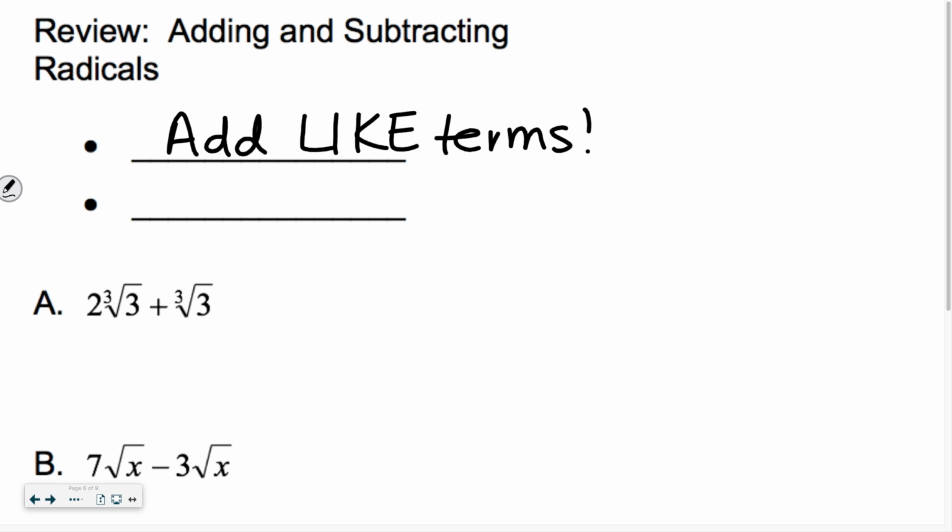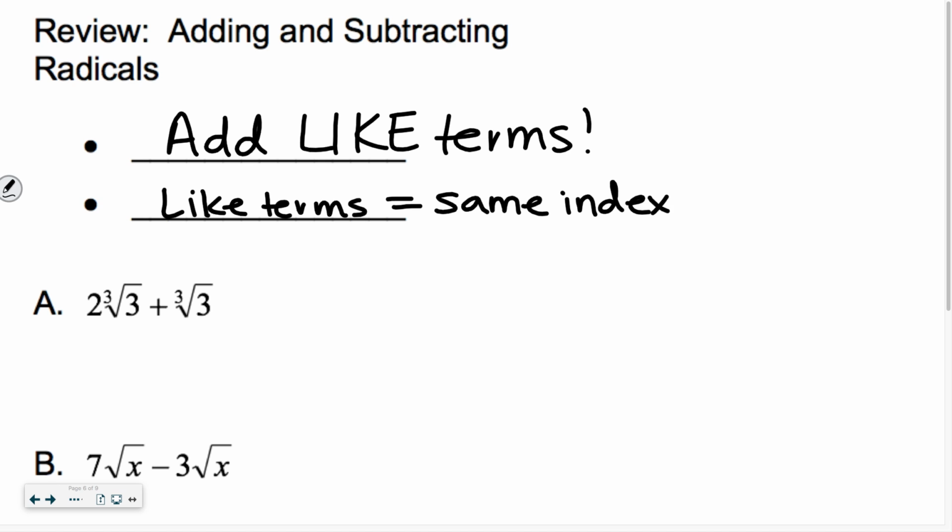When you are adding and subtracting radicals, you're essentially adding like terms. When we talk about like terms in radicals, it's got to have the same index, so the same root, and the same radicand, the stuff underneath the square root. They have to be exactly alike, the roots and the values underneath the radical. That's the only way you can add them.